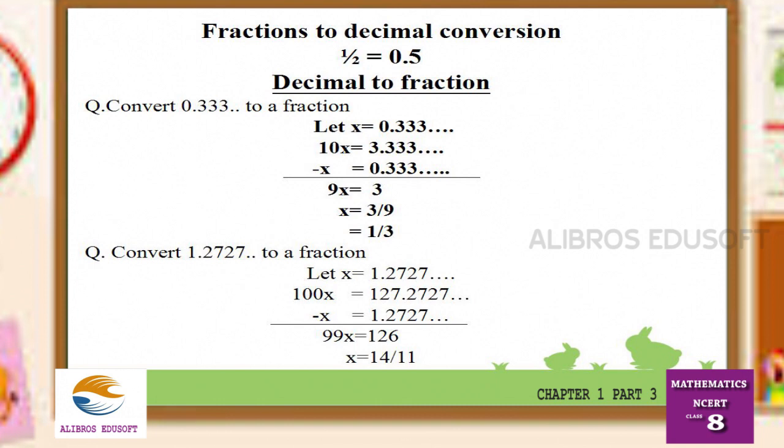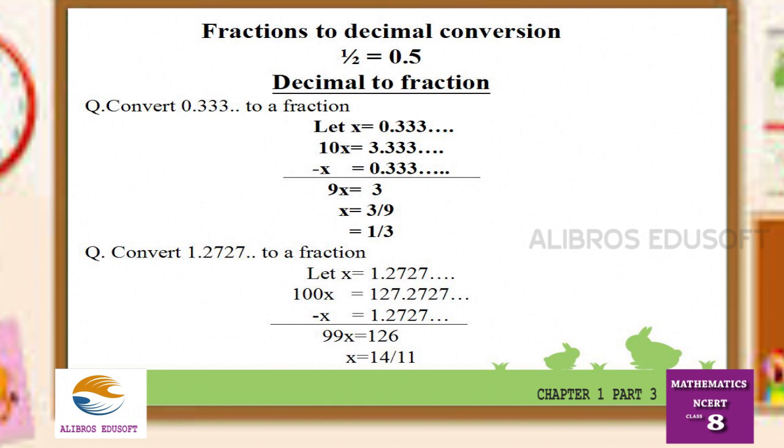First question. Convert 0.333 etc. to a fraction. Let x be 0.3333, and 10x equal to 3.3333 etc. Subtracting these two numbers, we get 9x equal to 3. Here x equal to 3 by 9. We get the fraction as 1 by 3.